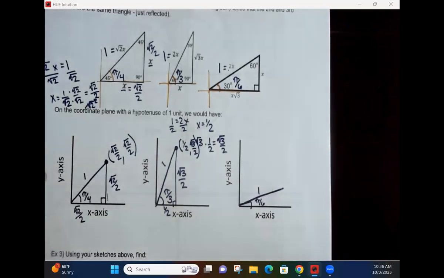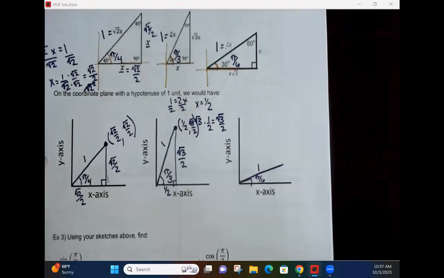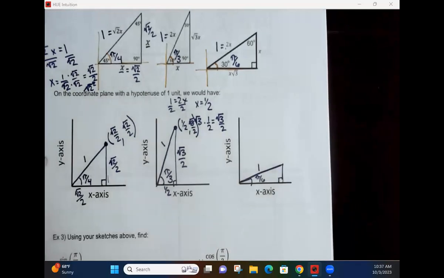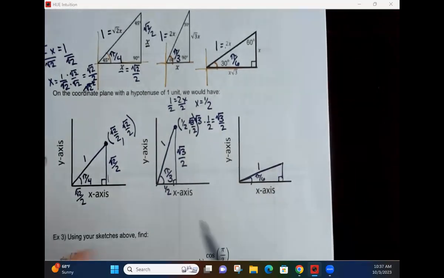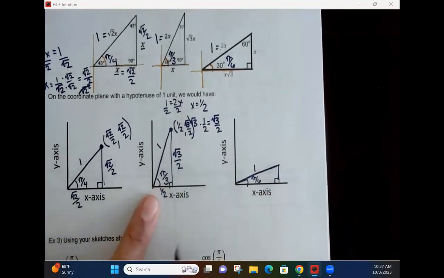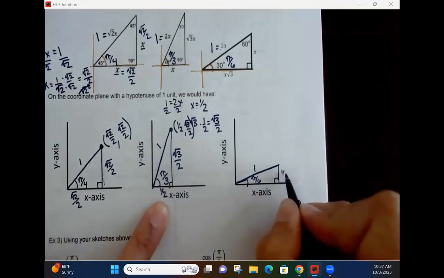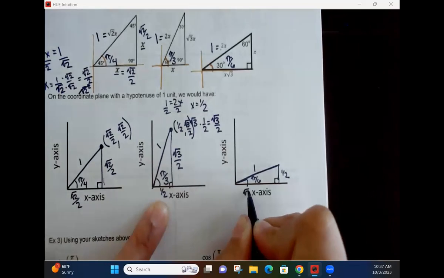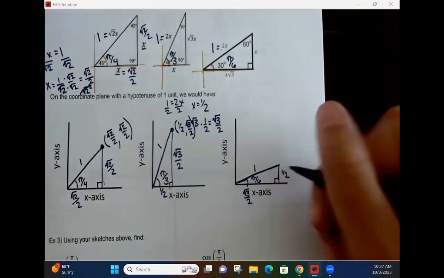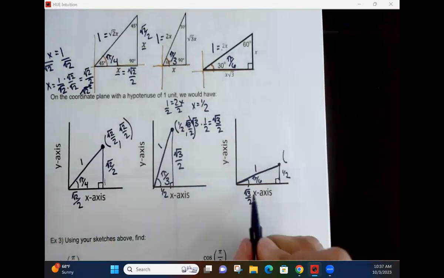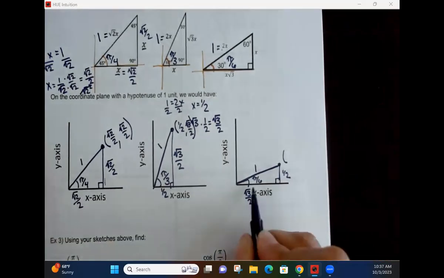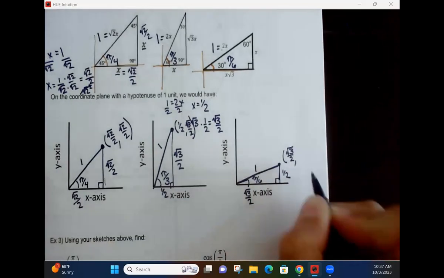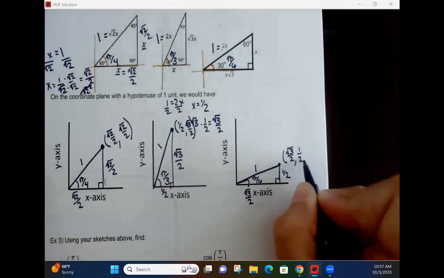Hypotenuse is 1 because the radius is 1. We can drop down a side there to see our triangle. And then this is the same triangle we just did here. The short side is a half. The longer side, the longer leg, is root 3 over 2. So the coordinates for that point are x comma y. So the x amount is root 3 over 2, and the y amount is 1/2.